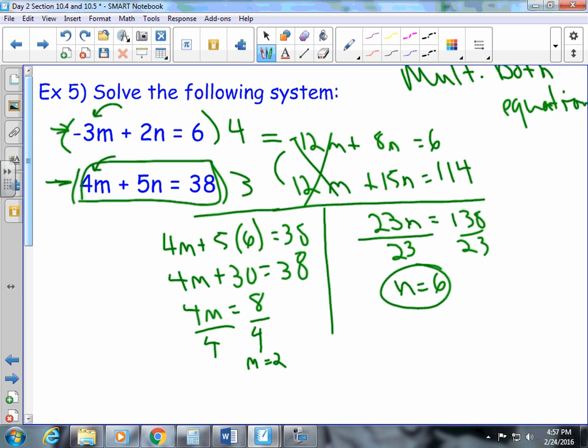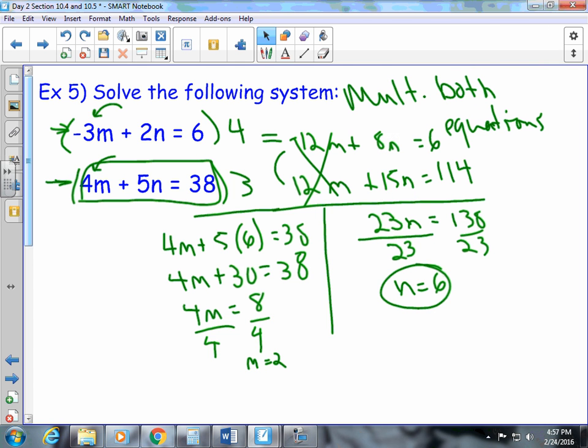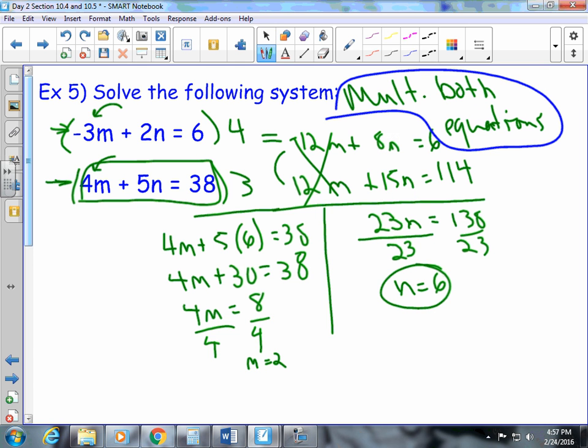Okay? So in this system, we learned that we have to multiply both equations by a number. We noticed that this was opposite. We had a negative here and a positive there. So we just said, all right, let's take this one, multiply it, let's take this one, multiply it to get both to be 12. We could have done the same thing with this. We could have multiplied by negative 2 on the bottom equation and by 5 on the top equation. It would have worked as well.